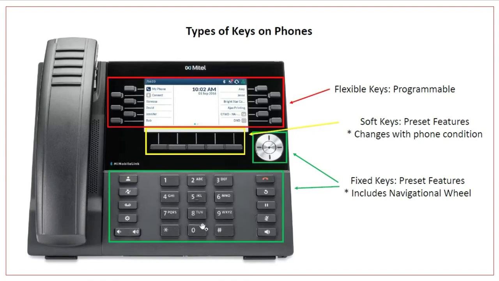Across the bottom half of the phone are the fixed keys. These are the buttons that are fixed functions and they cannot be changed. That does include the navigational wheel, which allows us to scroll up and down, left and right on lists and features that are on the screen.